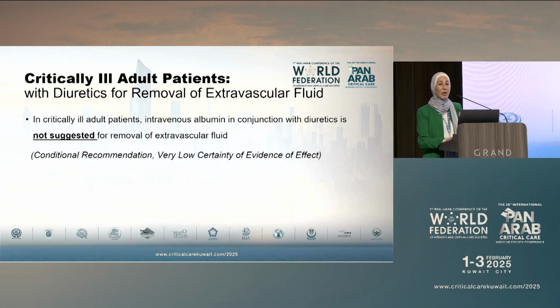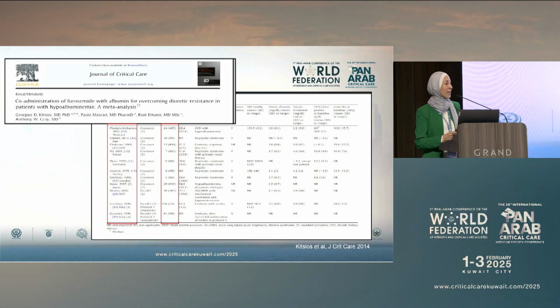And within those guidelines, or those recommendations, it's not suggested to combine diuretics with albumin, that you would just give diuretics by itself without the need to combine it with albumin. This is a meta-analysis that came out several years ago, but it was looking at the use of furosemide combined with albumin and whether that would actually improve patient outcomes.